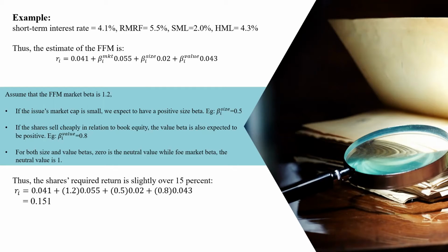If the shares sell cheaply in relation to book equity, the value beta is also expected to be positive, for example 0.8. For both size and value betas, 0 is the neutral value, while for market beta, the neutral value is 1. Substituting all values into the equation, we can calculate the share's required return.